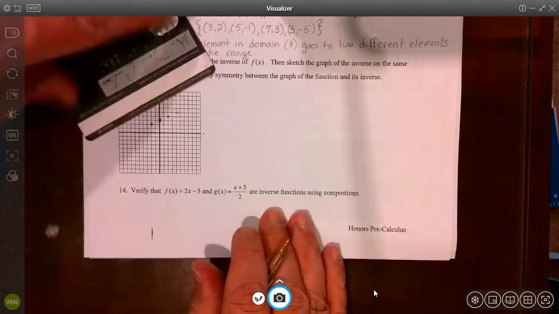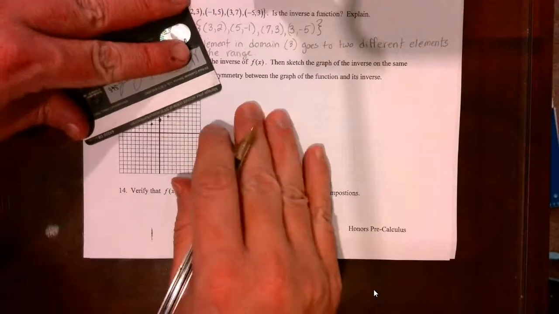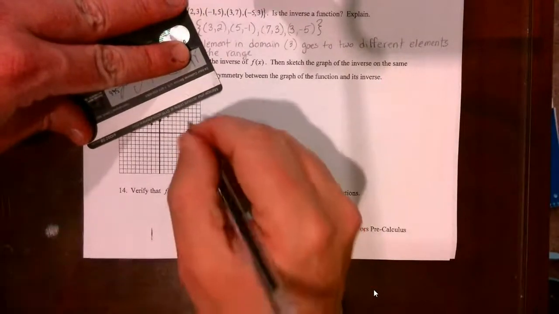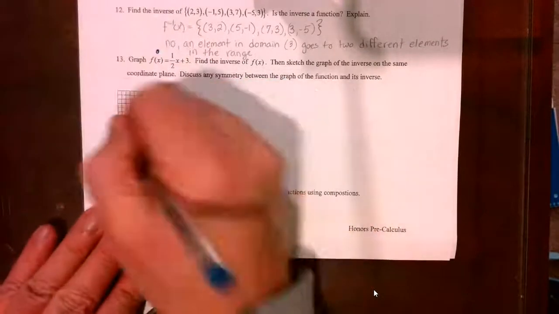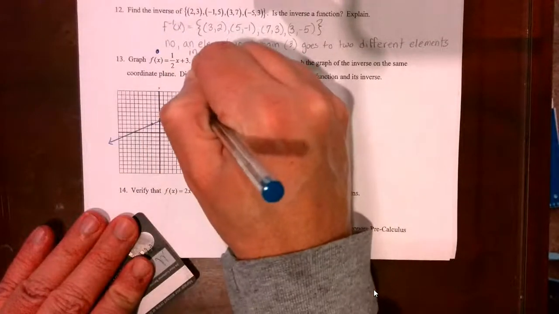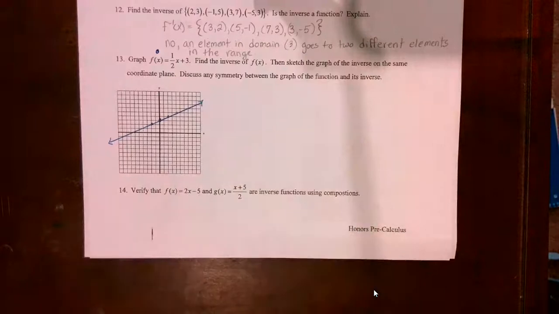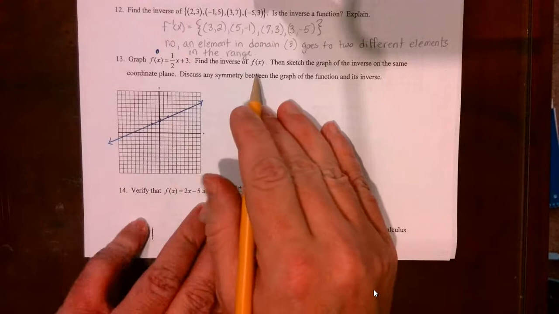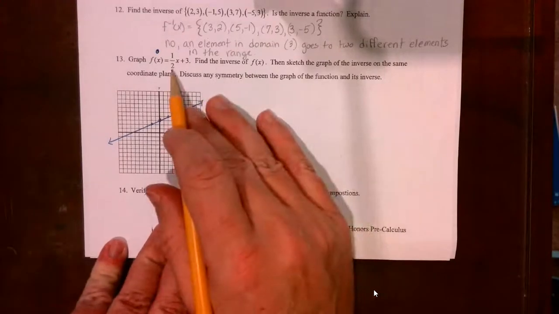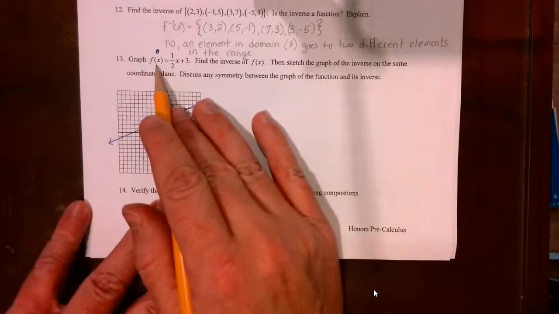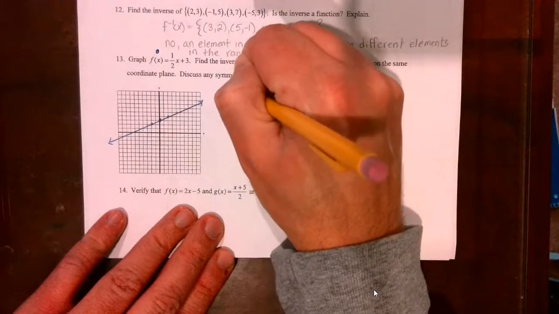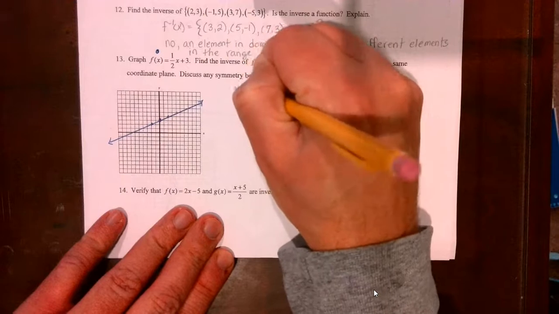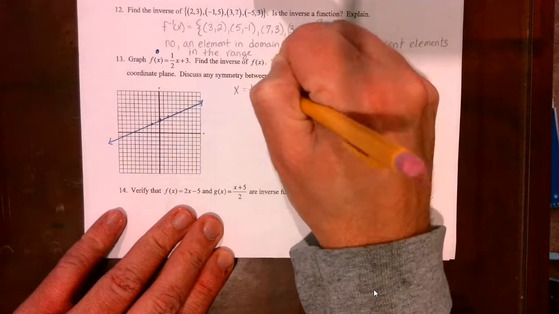All right, so go ahead and draw my line here. Then it says to find the inverse of f of x. So now I'm going to find the inverse. Remember, I make this a y, and then I switch my x's and y's. So this becomes x is equal to 1/2 y plus 3.